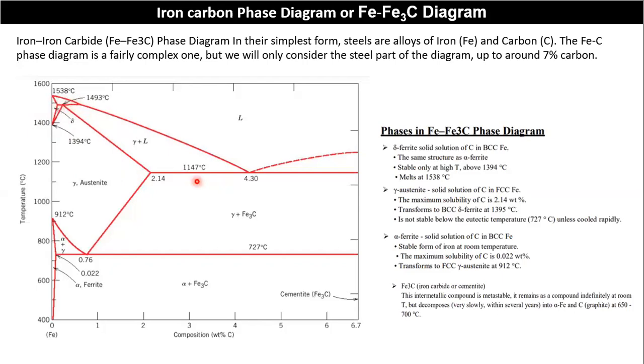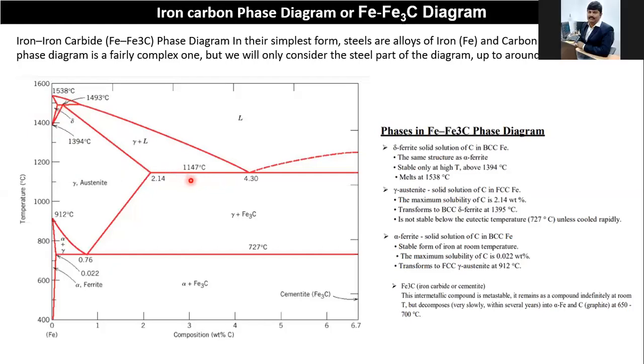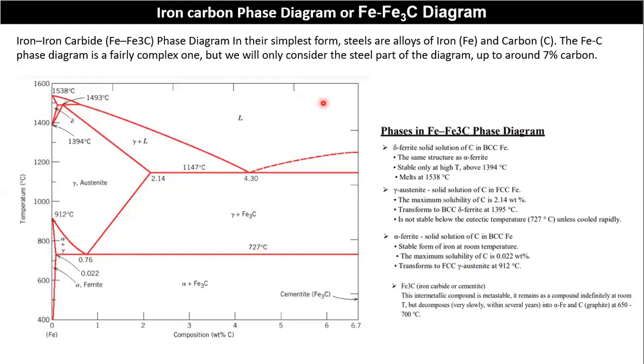It is one of the constant lines. Second constant line, it is 1147. Some textbooks follow 1130 degrees centigrade. One more constant line, 723 or 727 degrees centigrade. So these three lines are most important. These three lines are constant temperature lines. If you maintain the constant temperature line, equilibrium will be stable. So first, one by one, we will discuss.